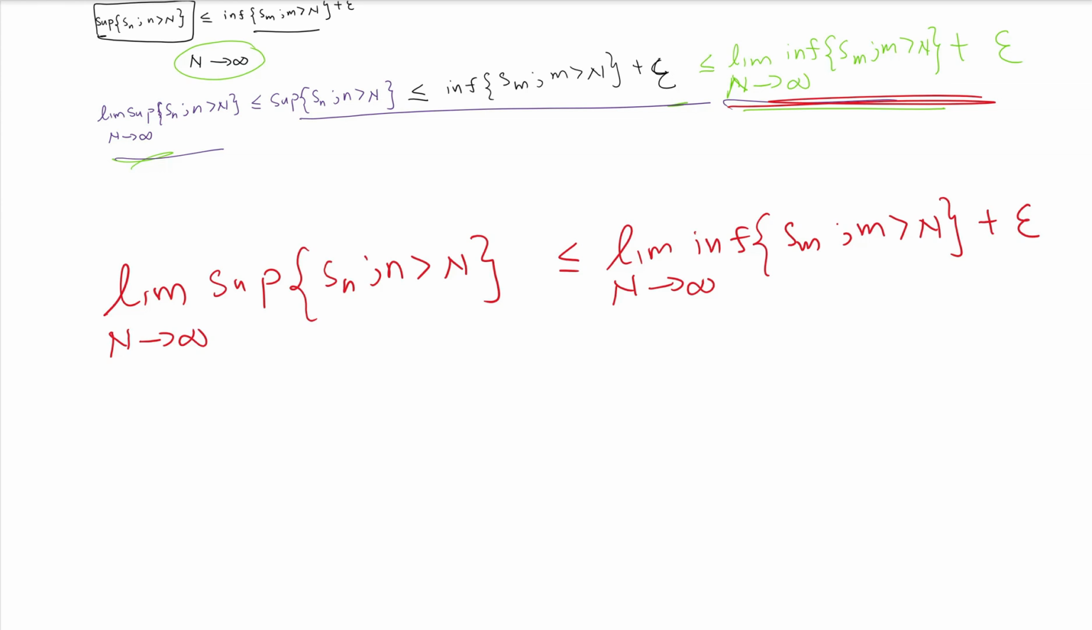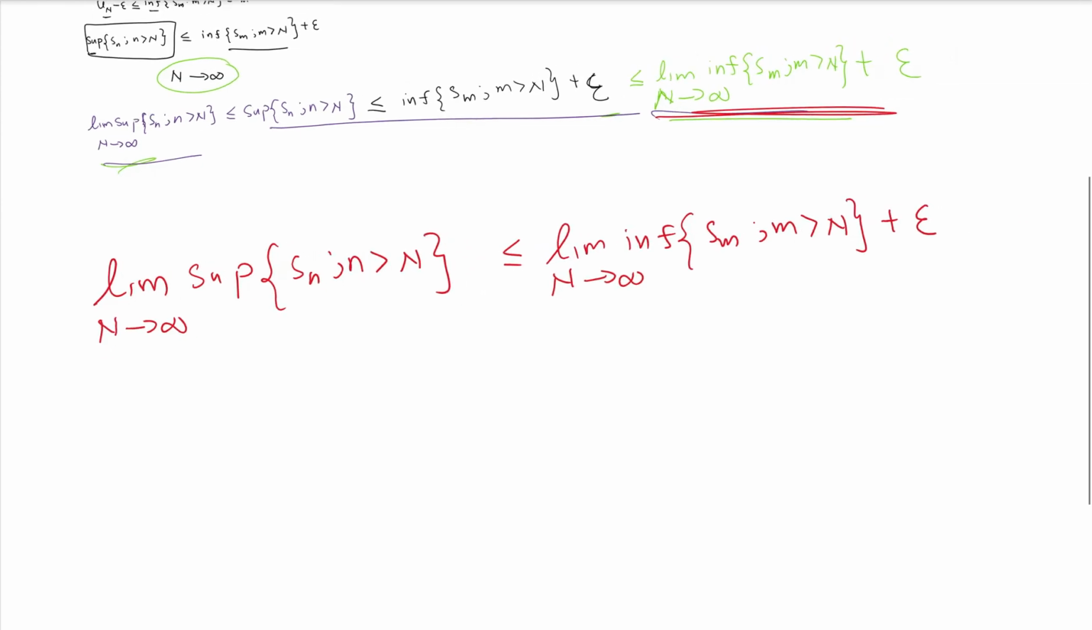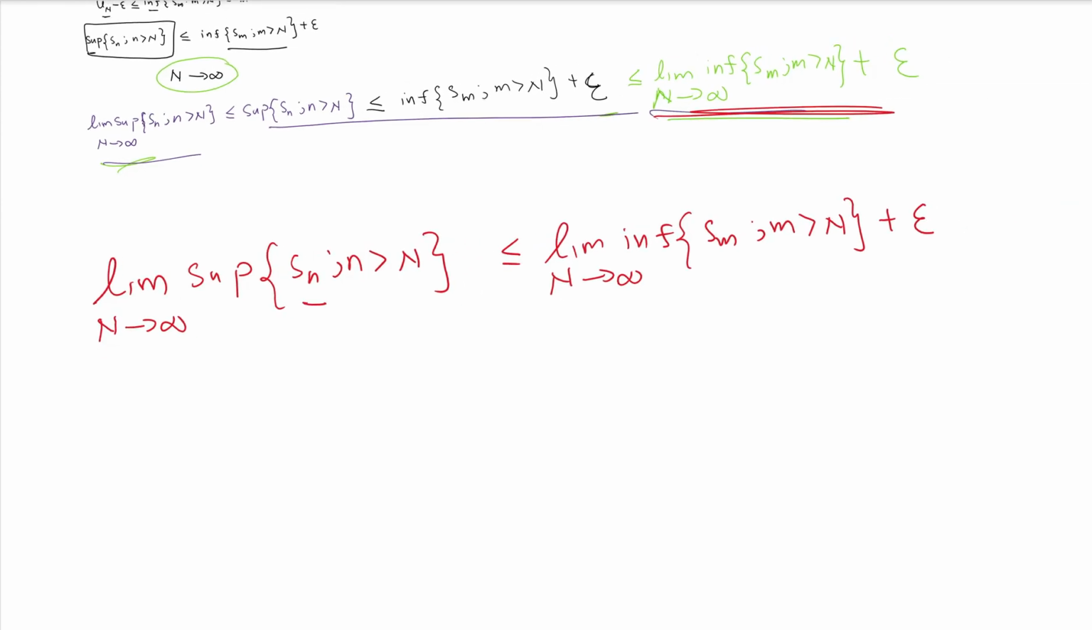Now still there are two problems. One problem is, here you have s sub n, now you have s sub m. The other problem is that we have this plus epsilon. We have to get rid of the plus epsilon, but we will get rid of that at the end of this proof.